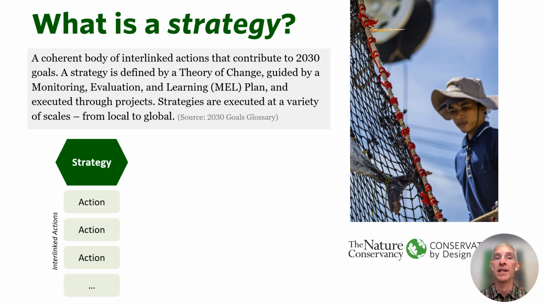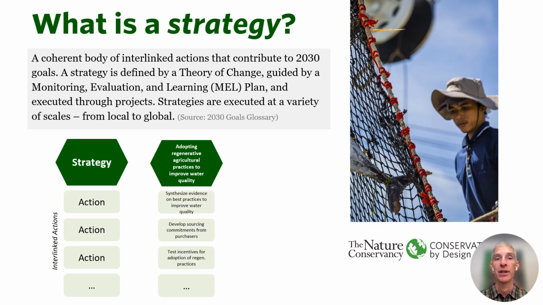We can think of an overarching strategy that's composed of multiple interlinked actions. For example, a team may pursue a strategy to work with farmers to adopt regenerative agricultural practices to improve water quality. Some of the actions they could pursue are to synthesize evidence on best practices to improve water quality, develop sourcing commitments from purchasers, and to test farmer incentives for adoption of regenerative practices.